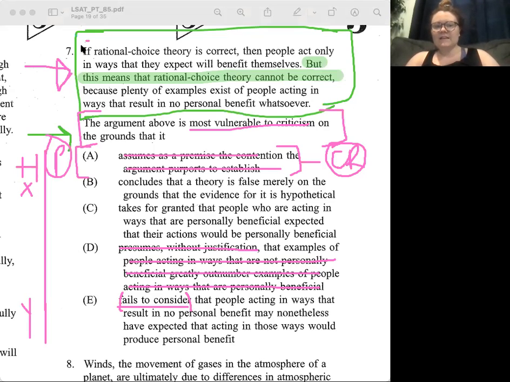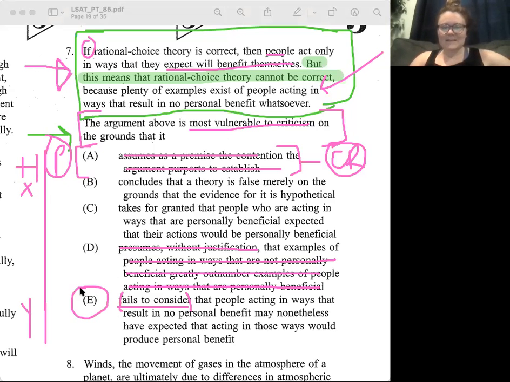Because our theory is saying, hey, if this is true, this means that people only act in a way that will benefit themselves. But then we're like, but there's plenty of examples where people do something and it didn't benefit them. So are we failing to consider that maybe these people did these things thinking that it would benefit them and then it just didn't? Could that potentially be a problem? Yes, I think so. So that's why the answer is E.